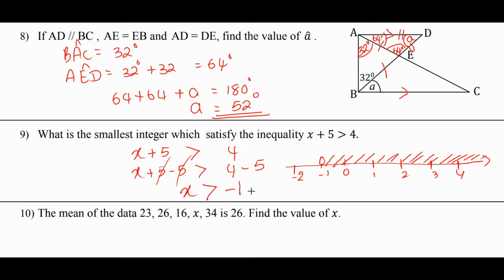And we are asked, what is the smallest integer? X is greater than minus 1 means we cannot take the value minus 1. The smallest integer here is 0. Therefore, the smallest integer is 0.